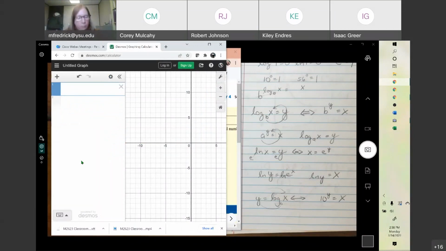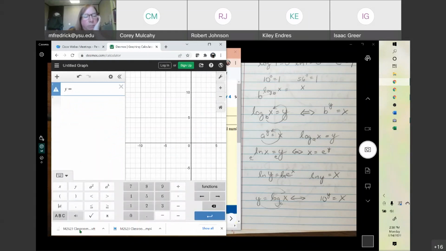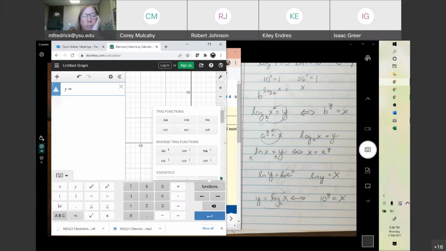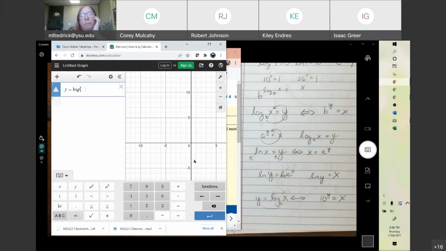So y equals, oh, I hope they have the trig functions on here. Here they are. Okay, so if you click the function button and go down to log x, this is the log graph.